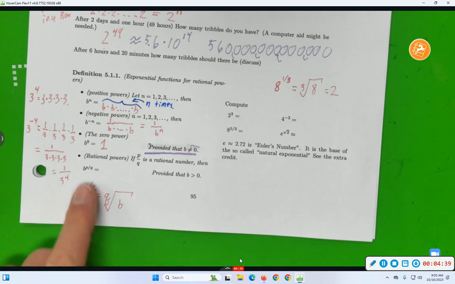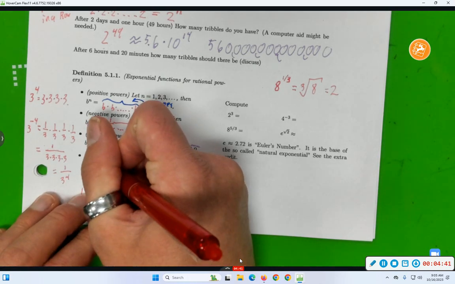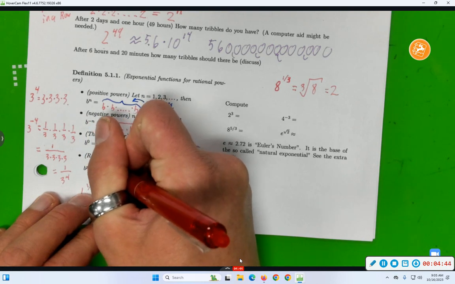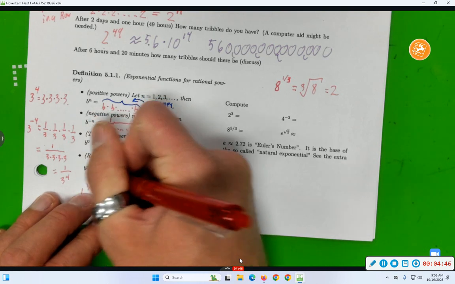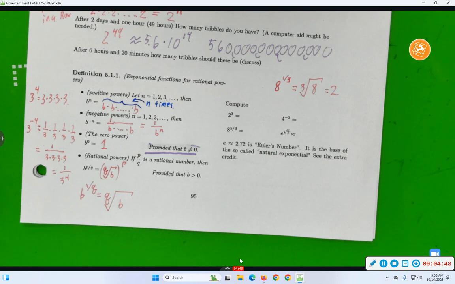Well, b to the p over q is take the qth root of b and then raise that to the pth power. Again, provided that b is bigger than 0. If you try to do that to a negative base, you might accidentally take the square root of a negative. We feel good right now?